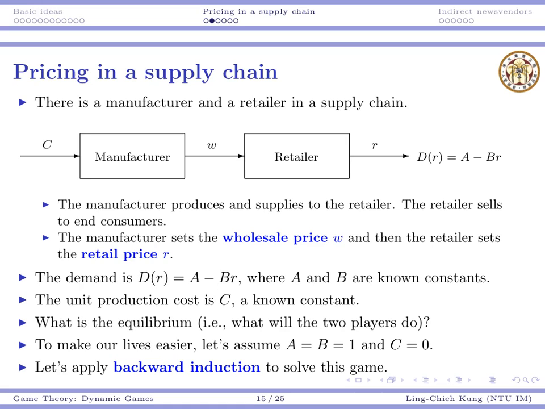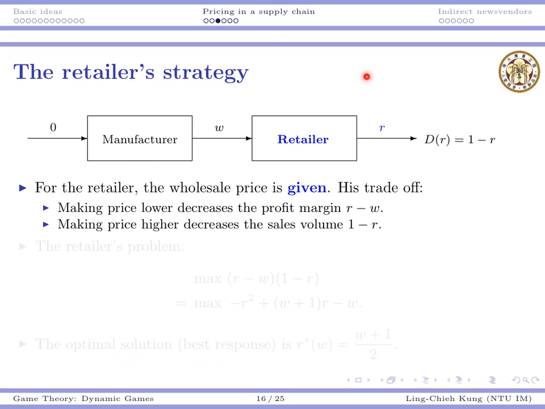Okay, so let's solve this game with backward induction. The first thing is that we need to worry about the retailer. The retailer thinks that W is given. Okay, from the retailer's perspective, W is nothing but a constant. So the retailer is facing a trade-off. If I set my price to be lower, then for each unit I earn less money. Okay, but if I set my price to be high, then fewer consumers are going to buy from me. So I'm making a trade-off between profit margin and sales volume.